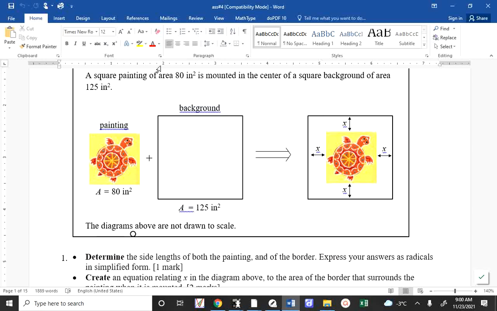By the way, if I see in this question somebody working with root 80, they're not going to get full marks because root 80 is not simplified. That's kind of the point of the first bullet. So there are simpler ways, there are more complicated ways for you to determine x.